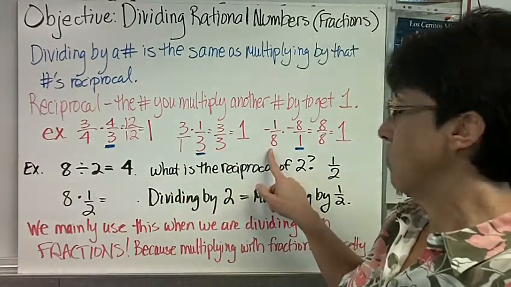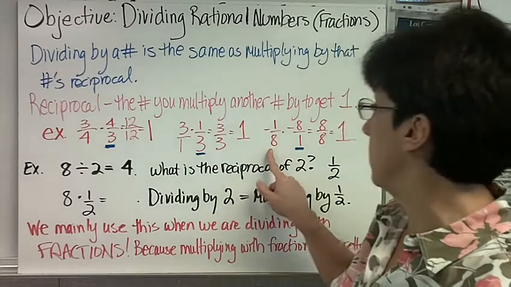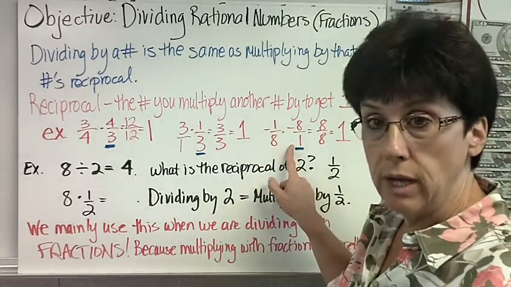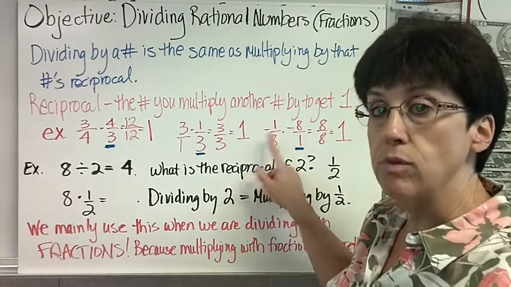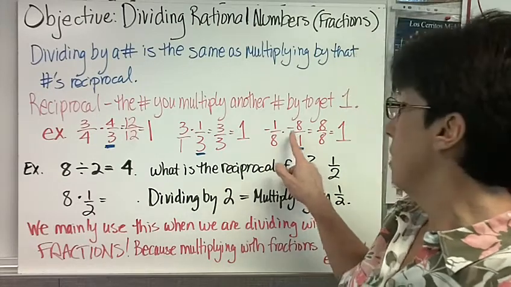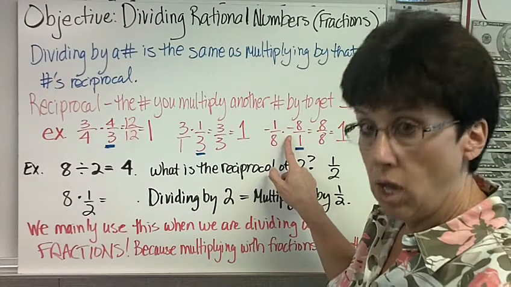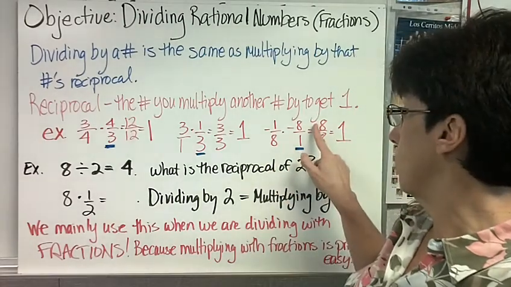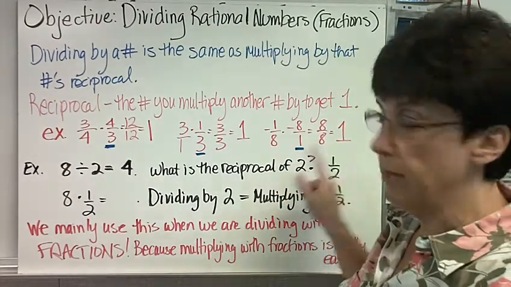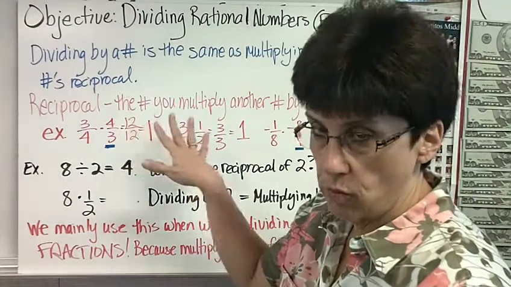If I have negative 1/8, the reciprocal would be negative 8 over 1. If my number is a negative, the reciprocal is also a negative, because when I multiply, negative times negative is positive. So this would be 8 over 8, which is 1. Okay? That's just a little review on reciprocals.